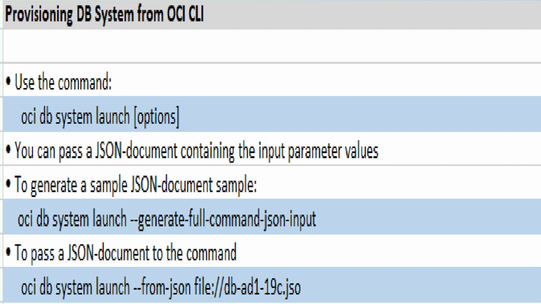To generate a sample JSON document: oci db system launch --generate-full-command-json-input. To pass a JSON document to the command: oci db system launch --from-json file://db-add1-19c.json.